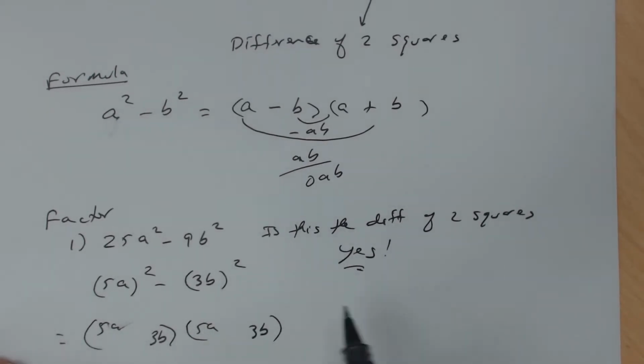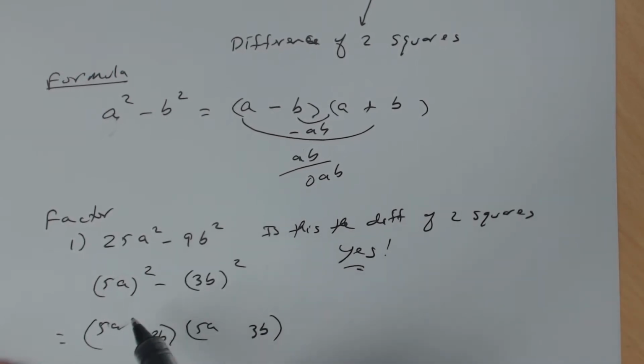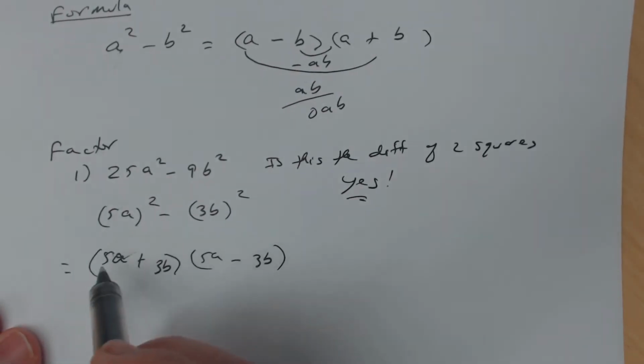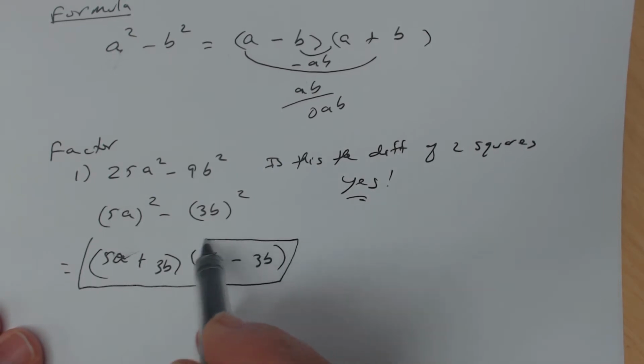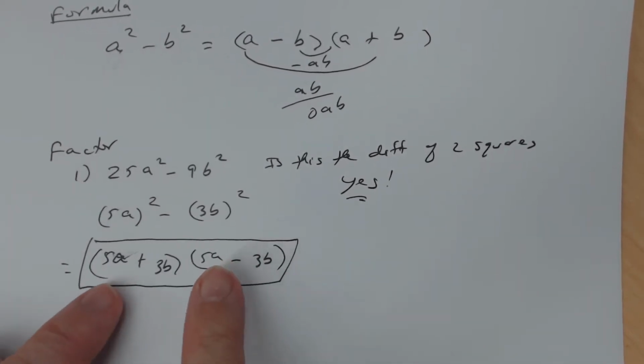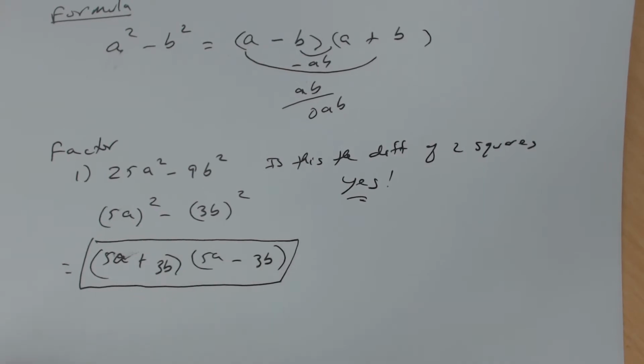But remember, there's no middle term. So the ab is not there. So that means that when I factor this, I need to say a plus 3b and a negative 3b. All right? And there's your answer. So the answer is 5a plus 3b times 5a minus 3b. So when you factor the difference of two squares, the first terms are alike and the last terms are opposites of each other.